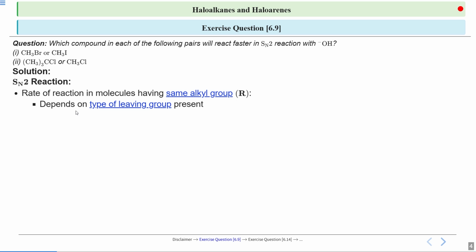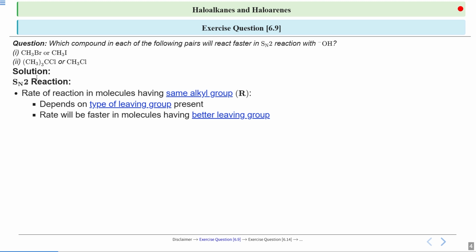If your alkyl groups are the same, then the rate of the reaction will depend upon the type of leaving group present in the molecule. That means the halide ion that is present in that molecule. So on that leaving group, the rate of reaction will depend in the SN2 reaction. Rate will be faster in the molecules having a better leaving group, because as soon as the leaving group leaves the molecule and forms a carbocation, the nucleophile can attack the carbocation and make the bond, right?